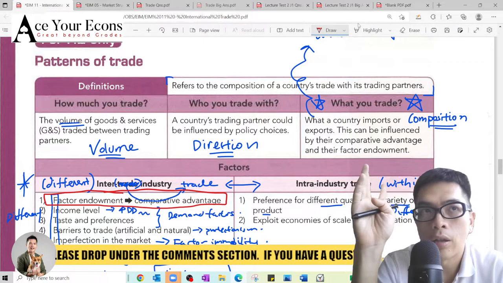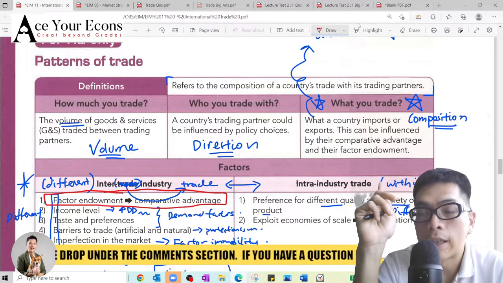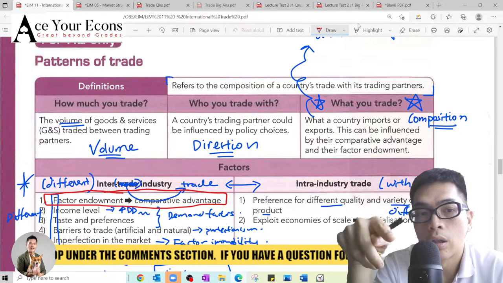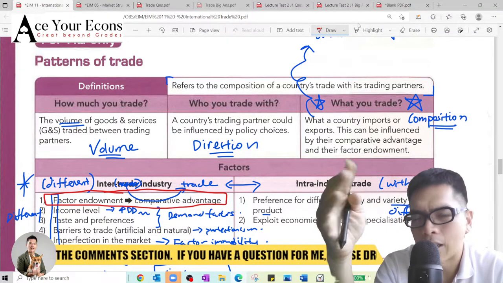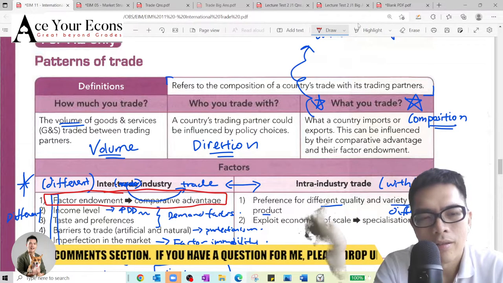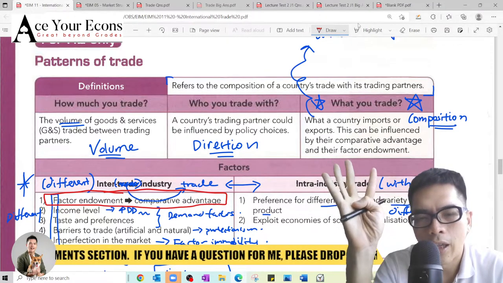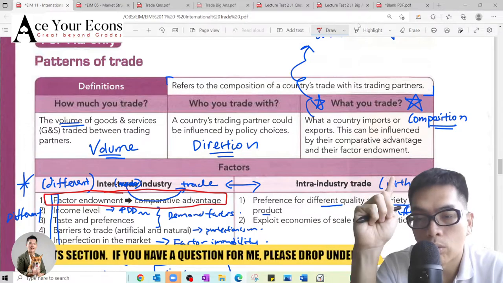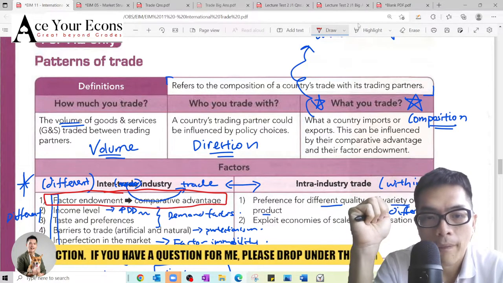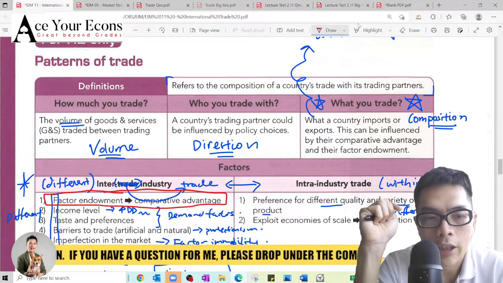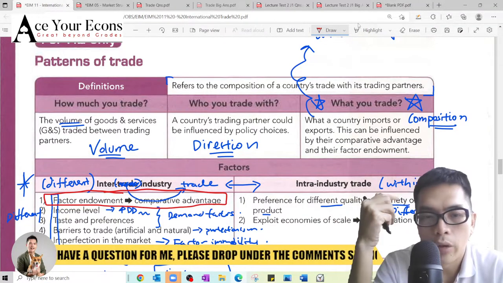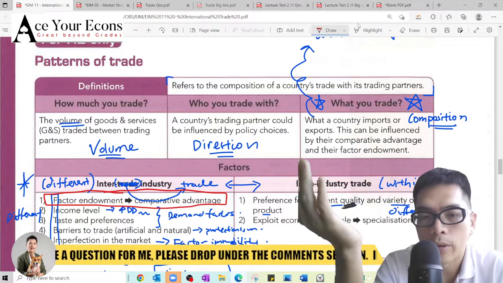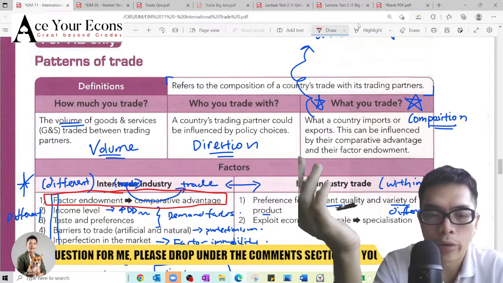The four tables and two metro can easily address the composition. Volume also. And direction is very clear cut. Two countries, right? So you see that the four tables can address all these three in one shot. So this is the suggested approach. Whenever you encounter POT questions, patterns of trade, you have to use the four tables and two metro.